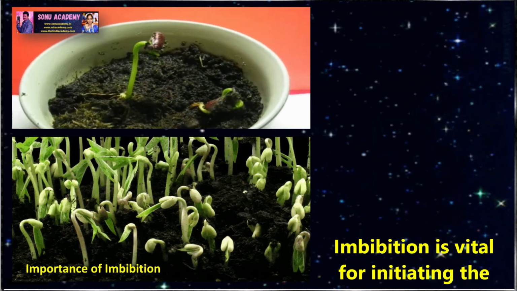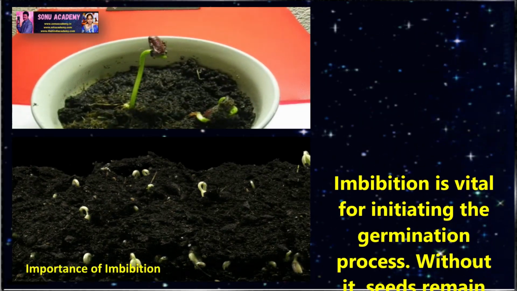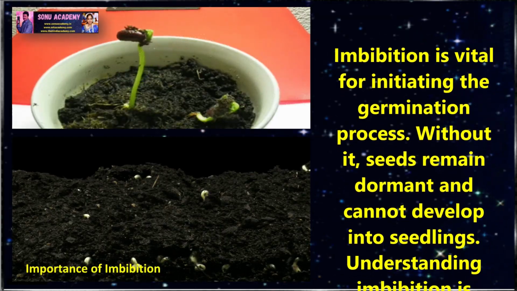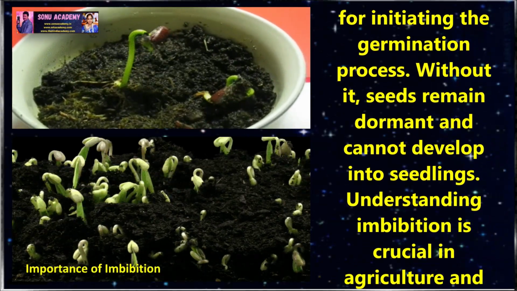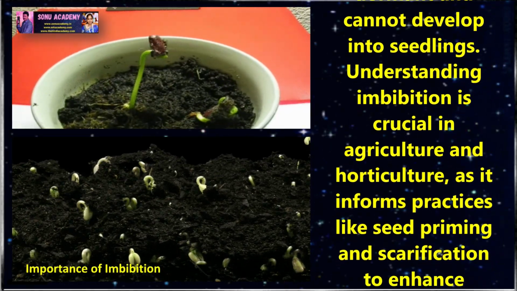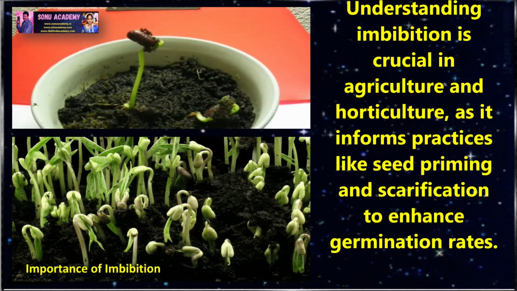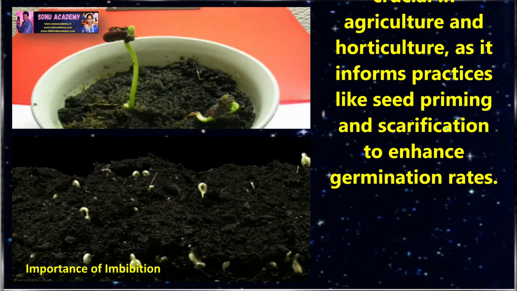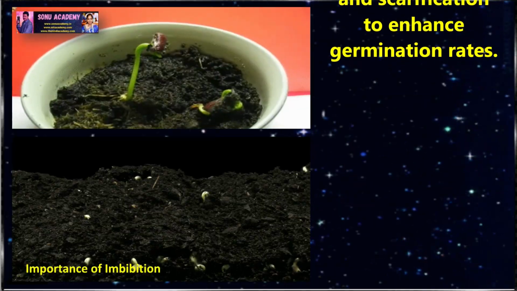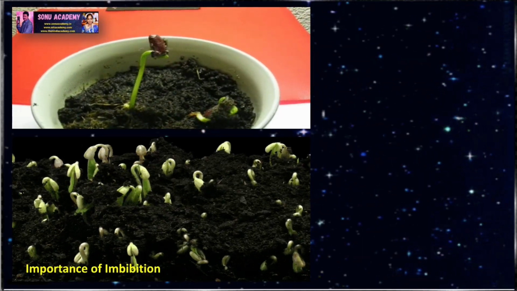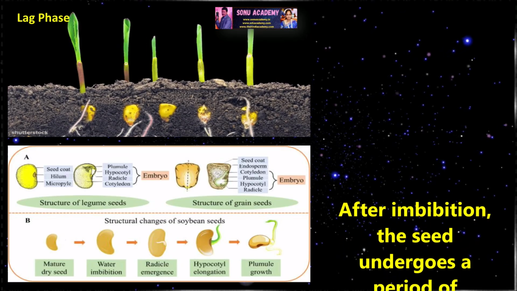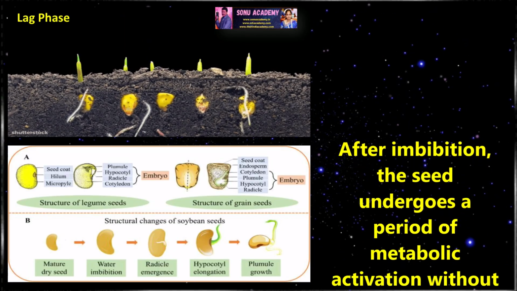Children, now let us see the importance of imbibition. Imbibition is vital for initiating the germination process. Without it, seeds remain dormant and cannot develop into seedlings. Understanding imbibition is crucial in agriculture and horticulture as it informs practices like seed priming and scarification to enhance germination rates. Children, now let us discuss the second phase of seed germination, which is called the lag phase.